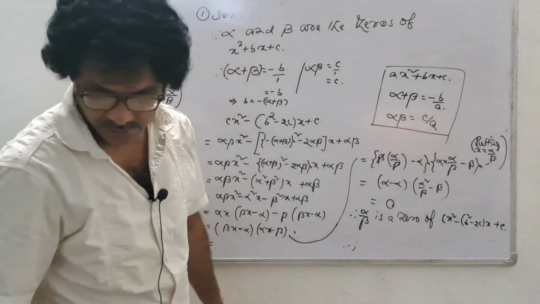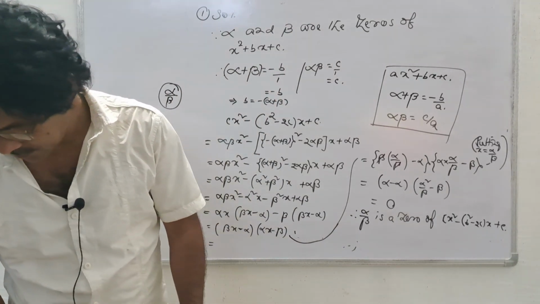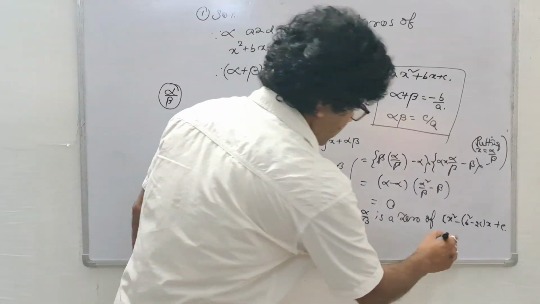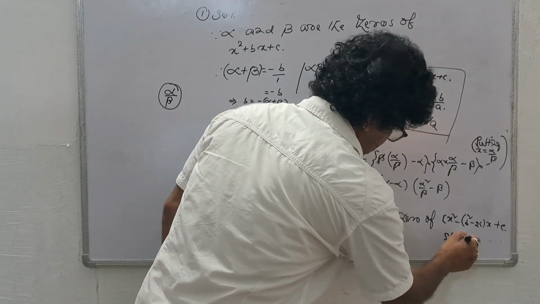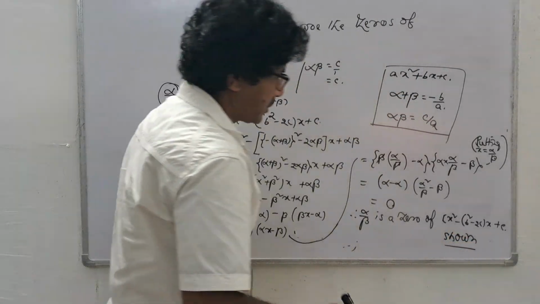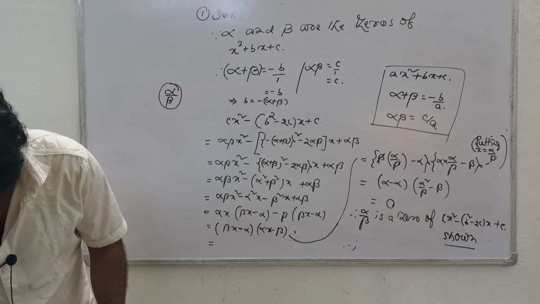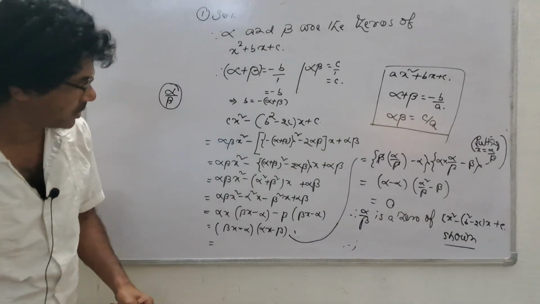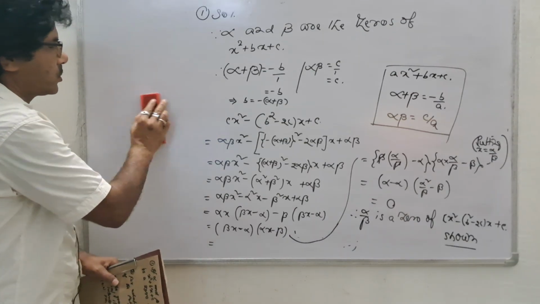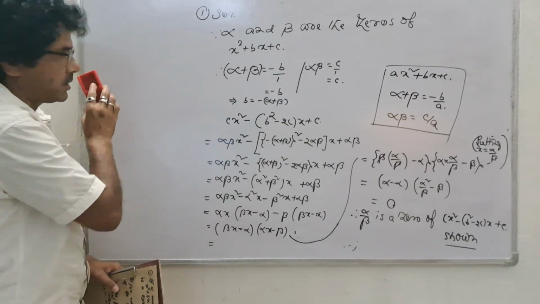Okay, so our problem is over. You will write shown if the question says show, and proved if it says prove. So this problem has been solved. I think you have already understood and comprehended.